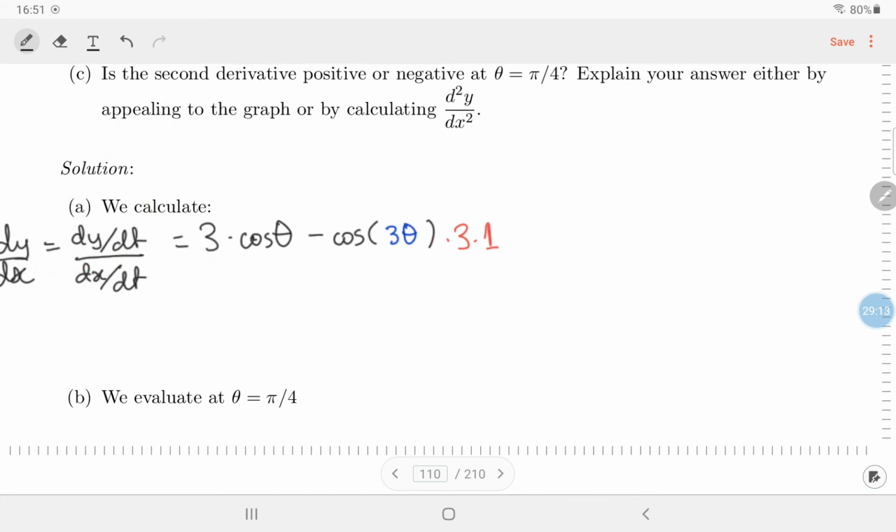Okay, now differentiate x with respect to t. So I've got 3 cos theta. I'm going to fix the 3, and the derivative of cos theta is minus sine of theta.